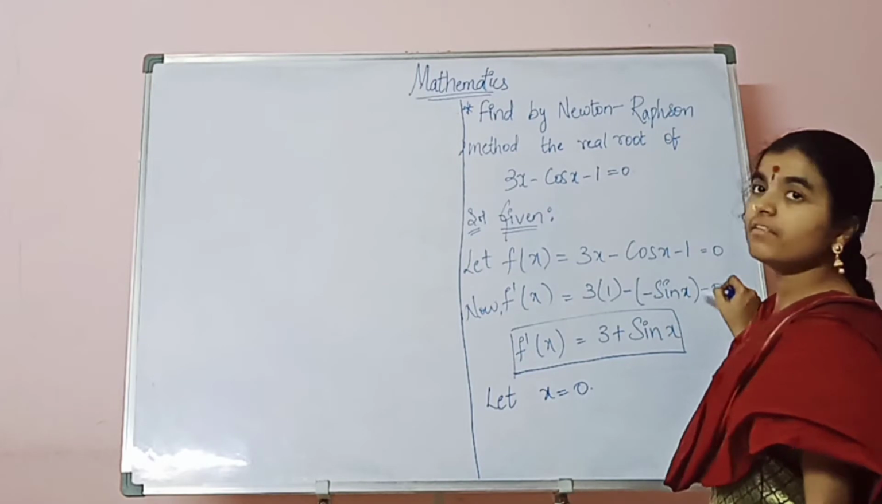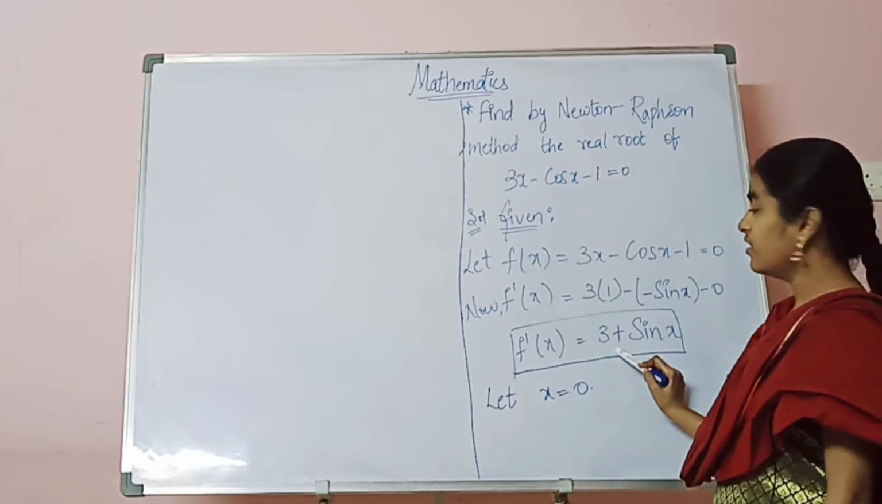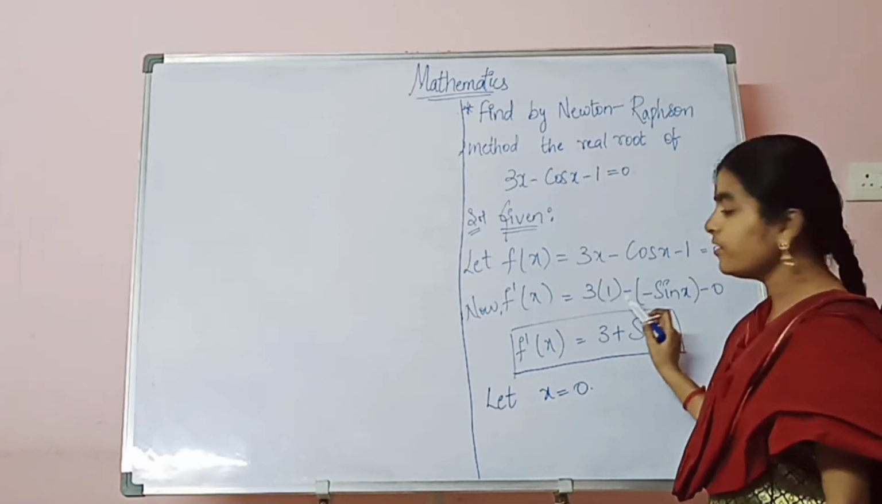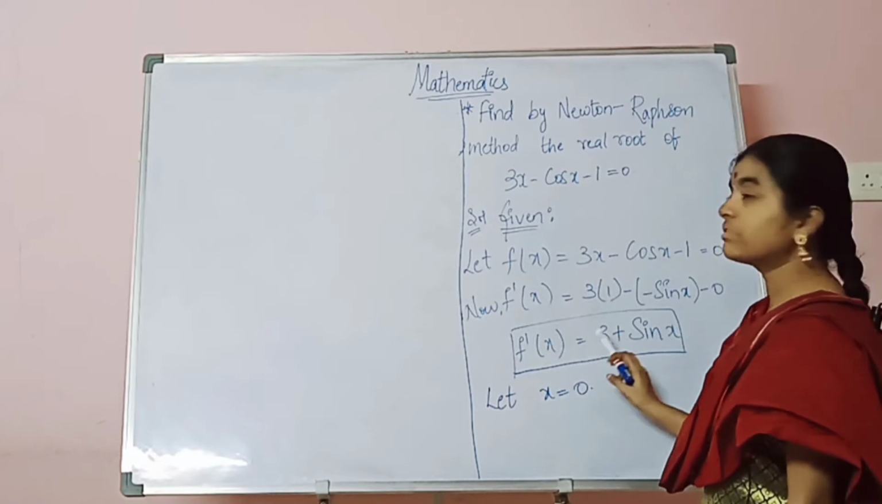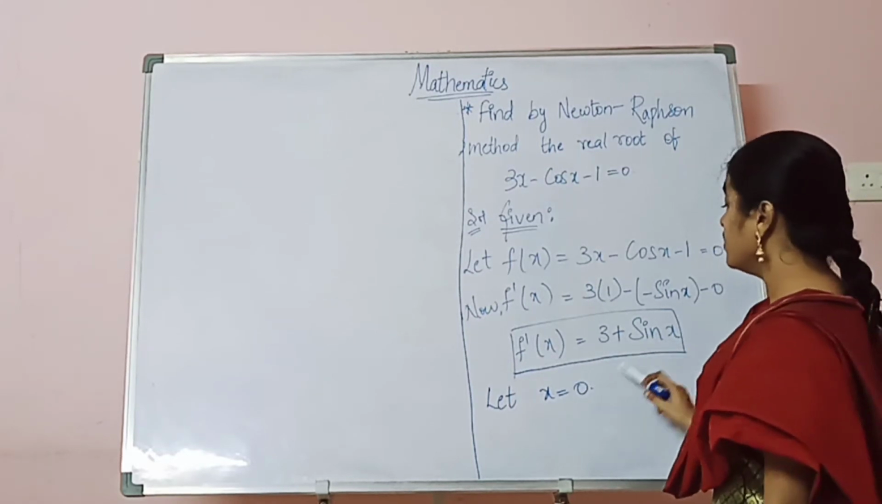So we have to consider it as 0. So f dash of x equals 3 into 1, which is 3, minus into minus becomes plus sin x. So f dash of x equals 3 plus sin x. This is the f dash of x.